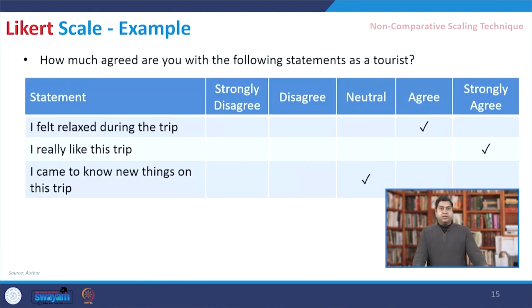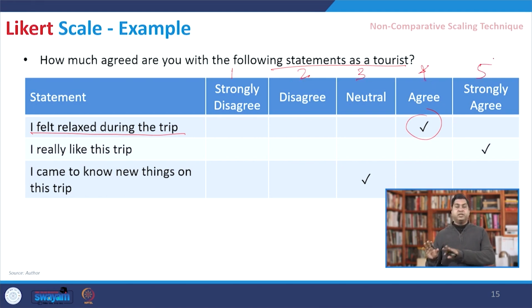Okay, so in this particular example of a Likert scale, this is a statement: how much do you agree with the following statement as a tourist. Suppose as a tourist you visited some place and then I am asking this question to you, I state a certain statement. So, I felt relaxed during the trip. If in this particular case the respondent agreed to that, so, agree. The agreement is in this particular scale. In this case also we can have values assigned, but which only represent that particular order.